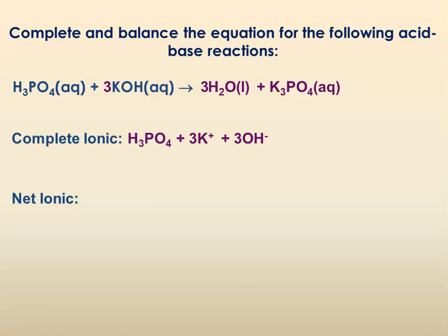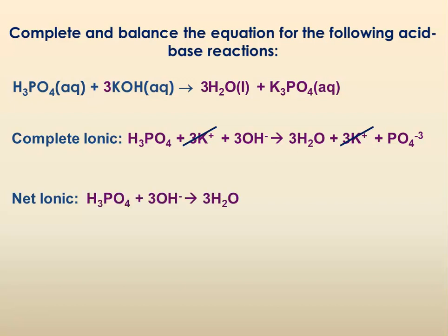Water is a liquid. It's a molecular substance. It cannot dissociate. But the K3PO4, again, we've already talked about how alkali metals are always soluble, so that can dissociate into 3 K pluses and a PO4 3 minus. If I look at my spectator ions, I see that I have potassium ions on both sides of the equation, but that's the only substance that is the same on both sides of the equation. So everything else would be included in my net ionic. Again, you can write the forms of the substances again if you wish, but that is not required.